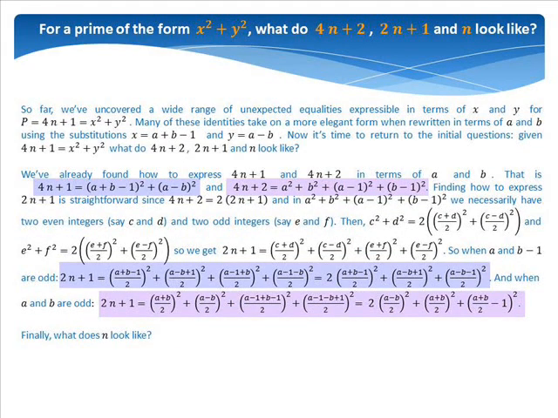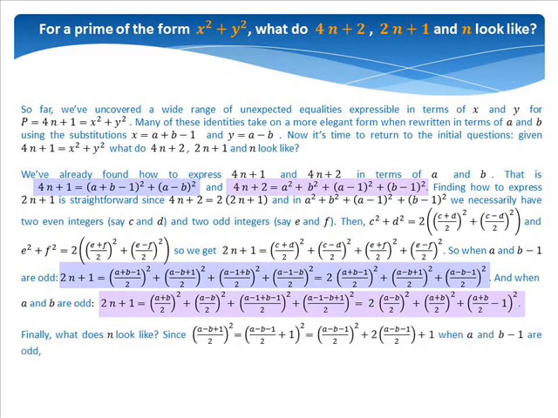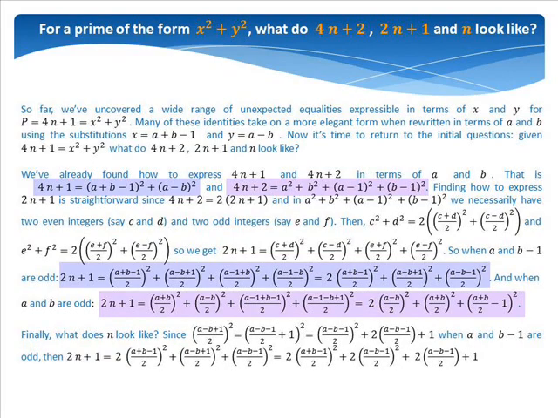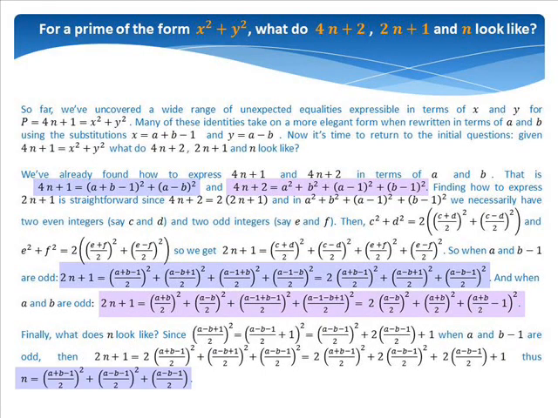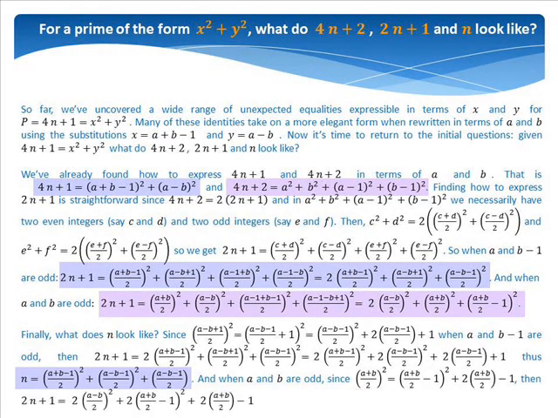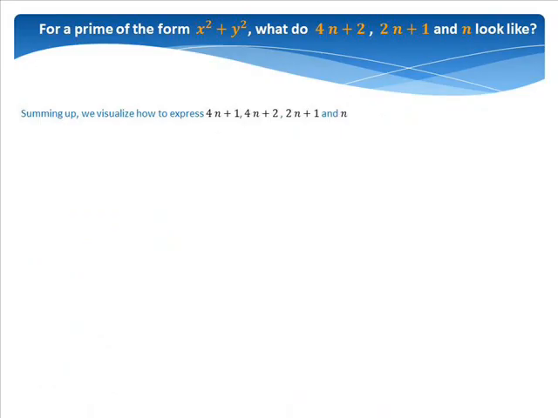Finally, what does n look like? Since the square of a minus b plus 1 over 2 can be written as a sum of these three terms, when a and b minus 1 are odd, then we can replace it in 2n plus 1 above, thus deriving n as the square of a plus b minus 1 over 2 plus the square of a minus b minus 1 over 2 plus a minus b minus 1 over 2. Similarly, when a and b are odd, since the square of a plus b over 2 can be written as a sum of these three terms, then replacing that in 2n plus 1 above allows us to derive n in this other way. Summing up, we visualize how to express 4n plus 1, 4n plus 2, 2n plus 1, and n in terms of a and b.